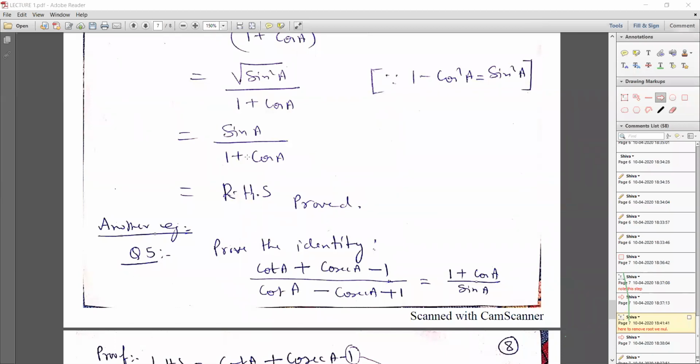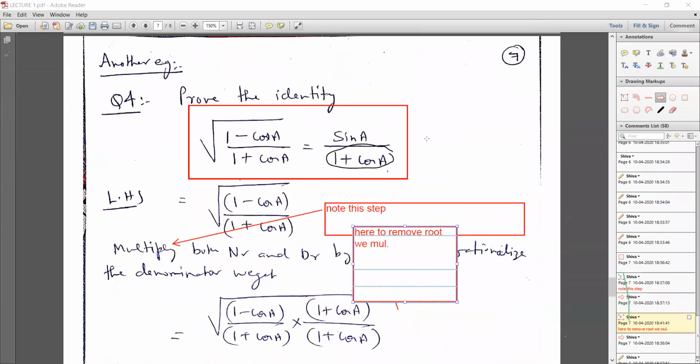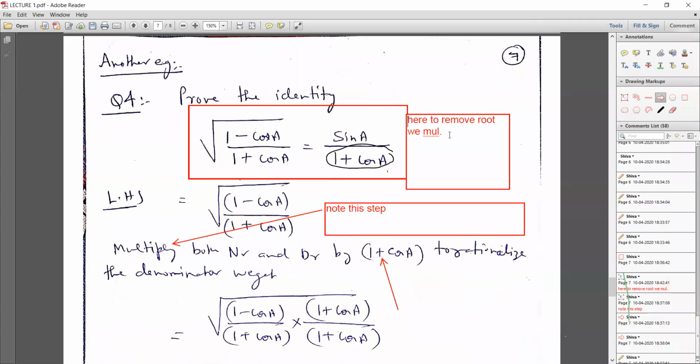Shiven, in this question there is actually no need of rationalizing the denominator. That's what I was telling you verbally. Here, we have to just remove the square root in the denominator. That's why on the right hand side it is already written 1 plus cos A. So I have to remove the square root sign. That's why I have multiplied both numerator and denominator by 1 plus cos A. But in general, we do this in many sums. That's what I was telling you.